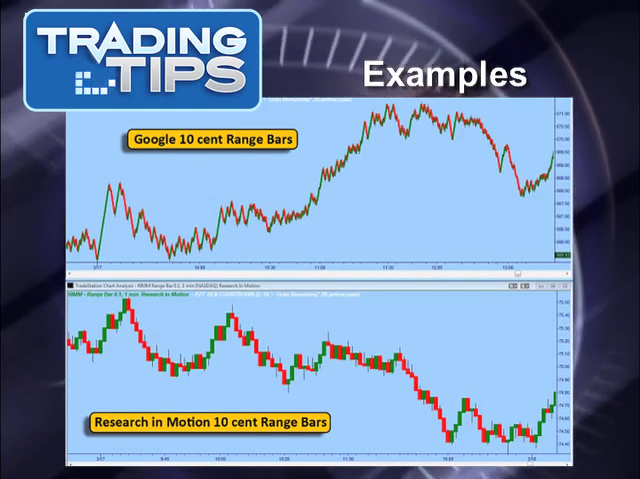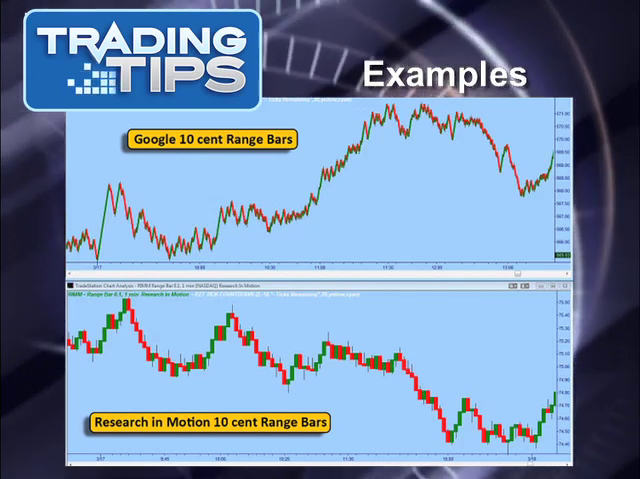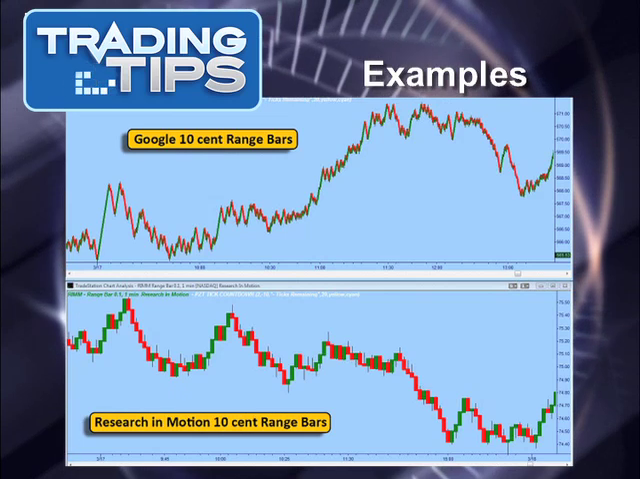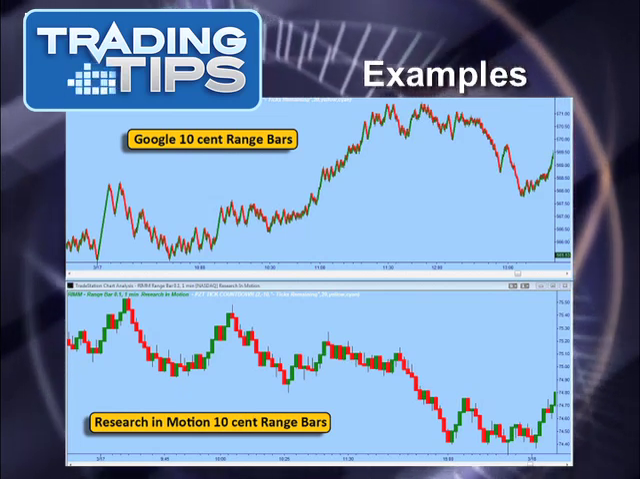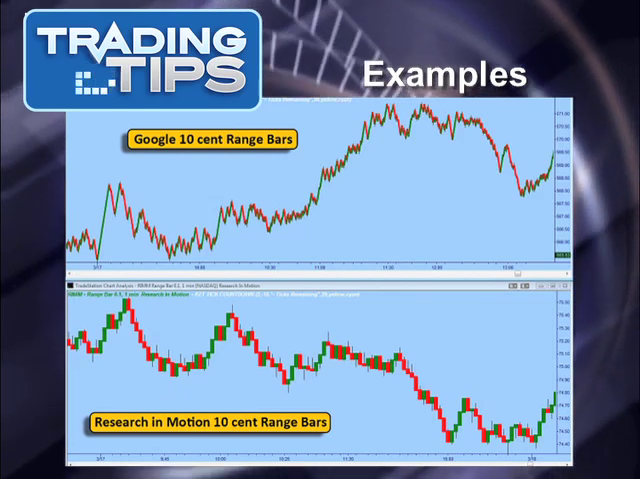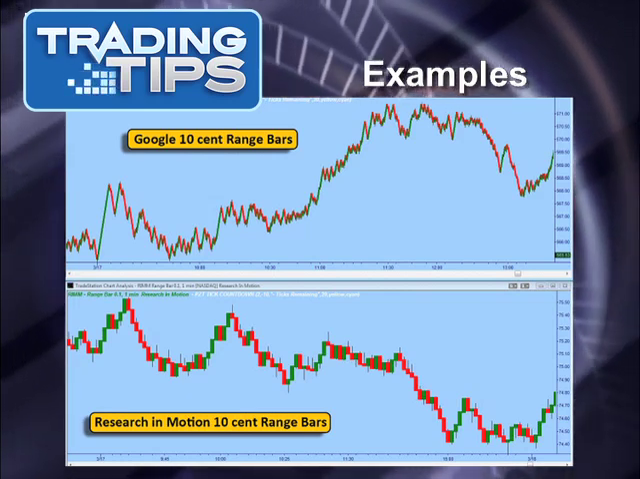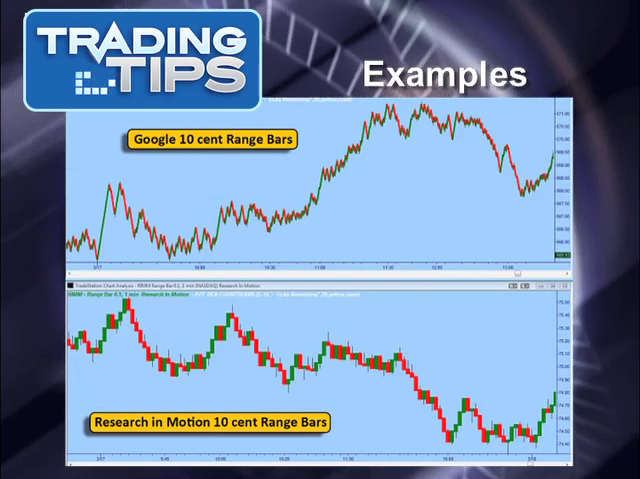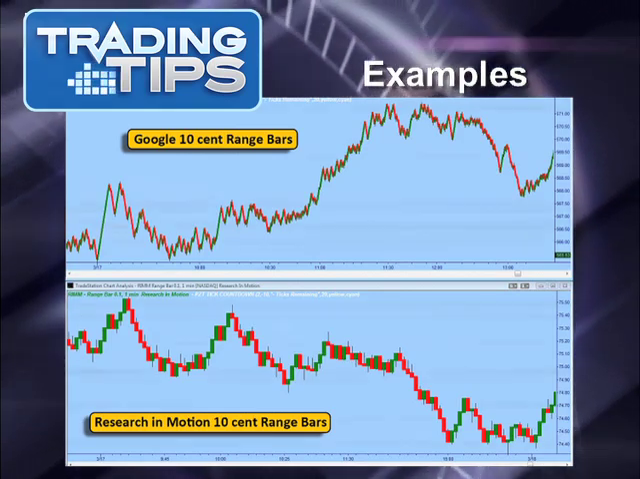Notice how there are many more bars on Google's chart than RIM's, even though the chart considers the same amount of time. That's because Google is a higher priced stock, so it is probably not appropriate to use the same predefined range for Google as you'd use for Research in Motion. How do you know what settings to use to make the most useful charts?